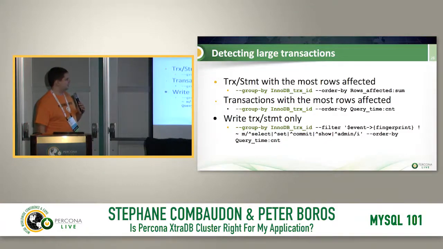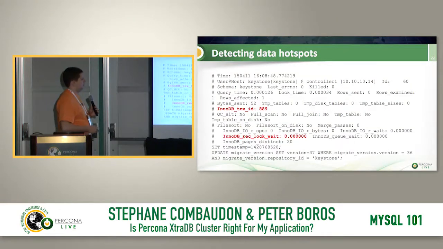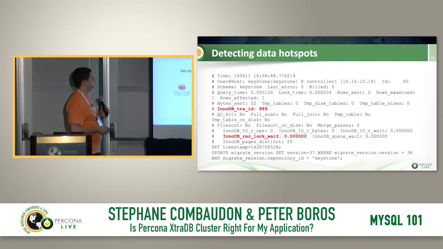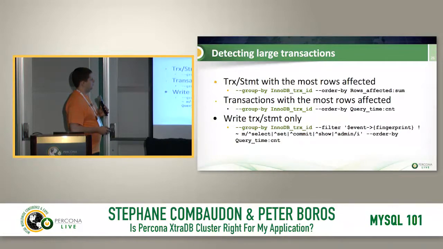How do we detect long-running transactions? We can check the transactions or statements with the most rows affected by ordering by the sum of rows affected. Again, we can optionally add group by InnoDB transaction ID. If you remember, here in the slow log, rows affected, here it is. It's 1, so this is not such a large transaction. We can check the transactions with the most time spent in them. We can check the digest of writes only by filtering out everything which resembles a read.